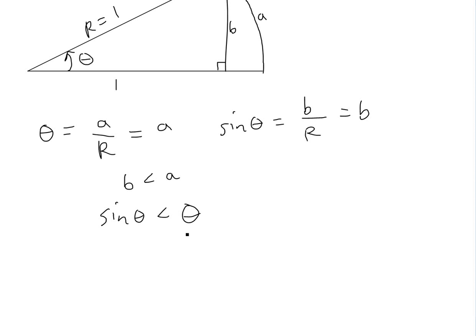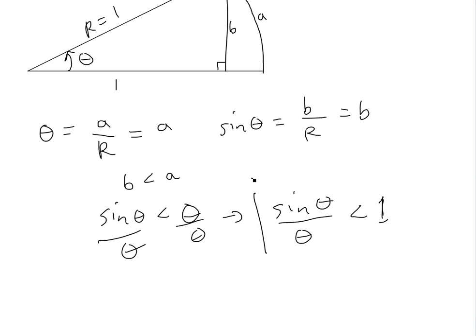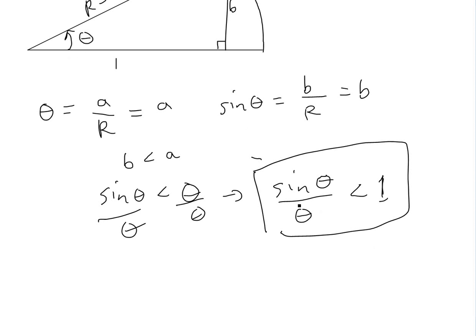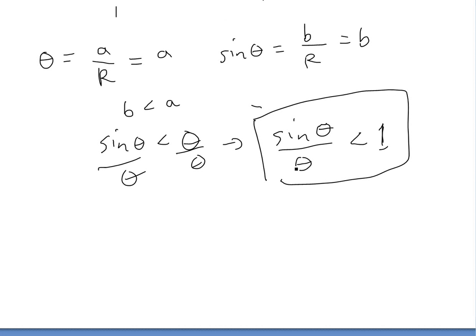Or if we rearrange this, we could just divide this by theta, divide this by theta. We'll just get sine theta over theta is less than 1. So we'll use this later. So we got this one right here. This has to be less than 1 because sine theta is less than theta. A smaller number divided by a bigger number is going to be less than 1. So we know this one right here.